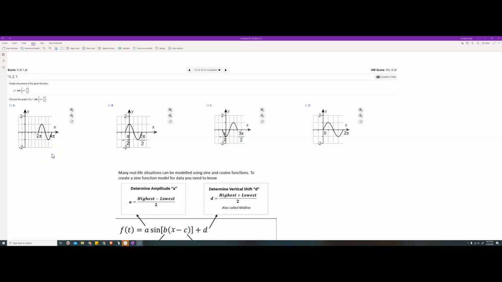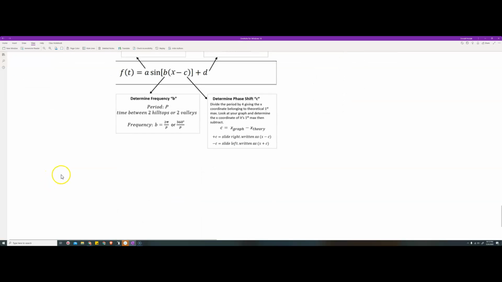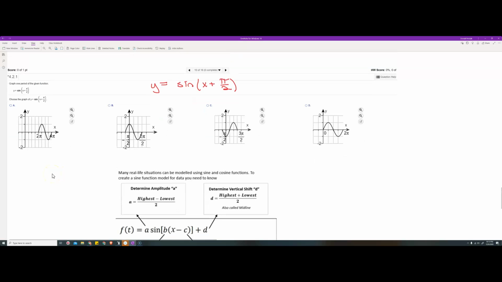Okay, this question is asking us to choose the graph y equals sine of x plus pi over 2. All right, now we know that when we have a plus in the parentheses, that is going to slide the graph to the left. We call it bizarro world. So what this is going to do is take the normal sine graph and move it pi over 2 units left. So we're going to slide left pi over 2.